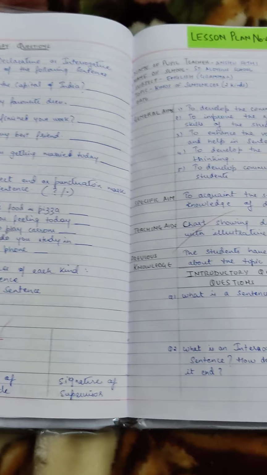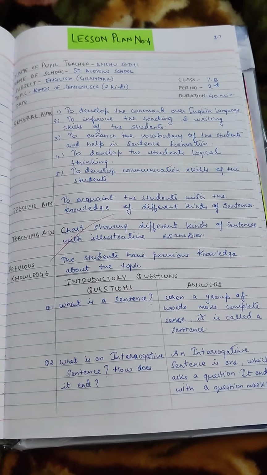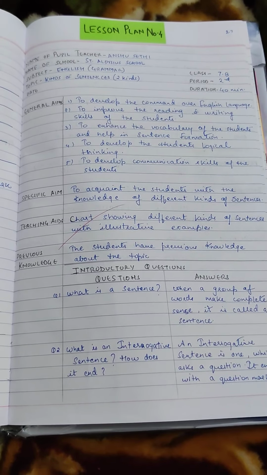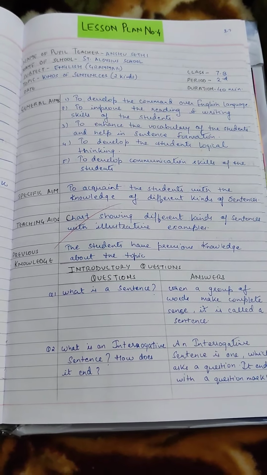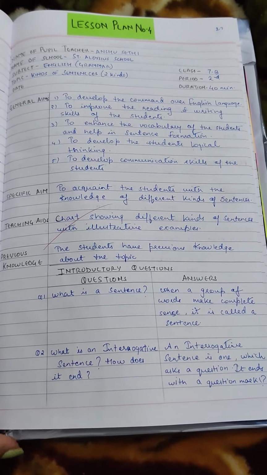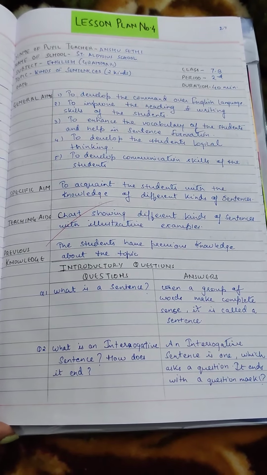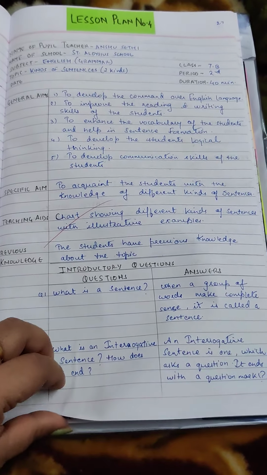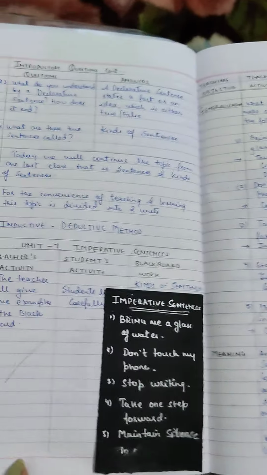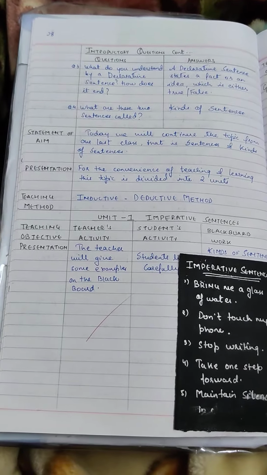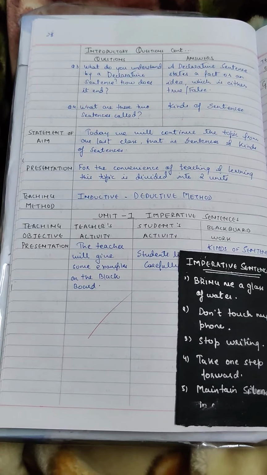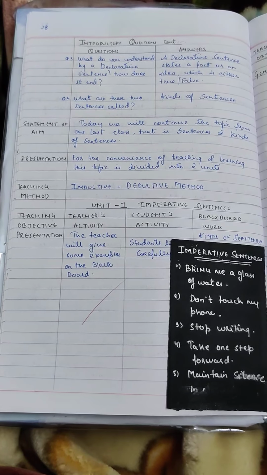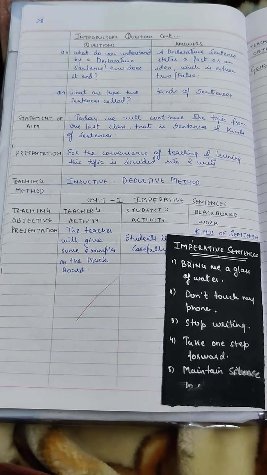Now the next lesson plan, in which I have explained the other 2 types of sentences, that is lesson plan number 4. I am doing this in continuation only. Again, the same headings: general aim, specific aim, teaching aids, previous knowledge, introductory questions. Then statement of aim, presentation comes. For the convenience of teaching and learning, this unit is divided into 2 units. Method will be the same, inductive deductive method.